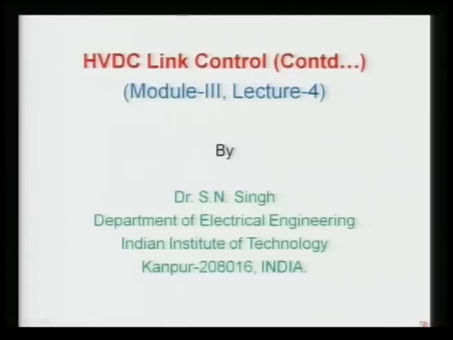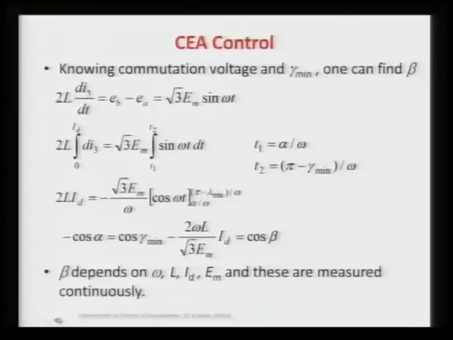So, today's lecture, that is lecture number 4 of this module, and now we will categorize and see the various types of control that are feasible for the HVDC link. We discussed the constant current controller and also its characteristic in the previous lectures. Now, here I will discuss how the CEA control is accomplished.